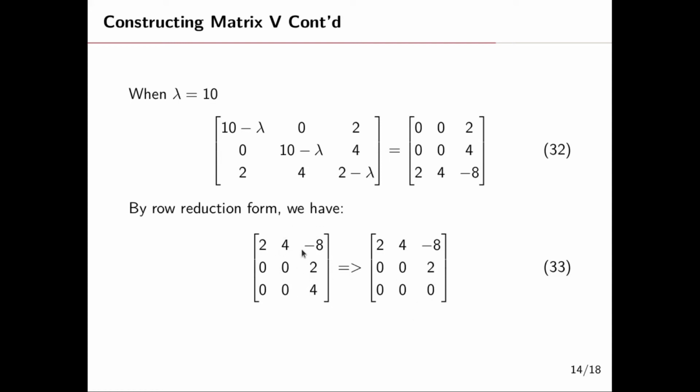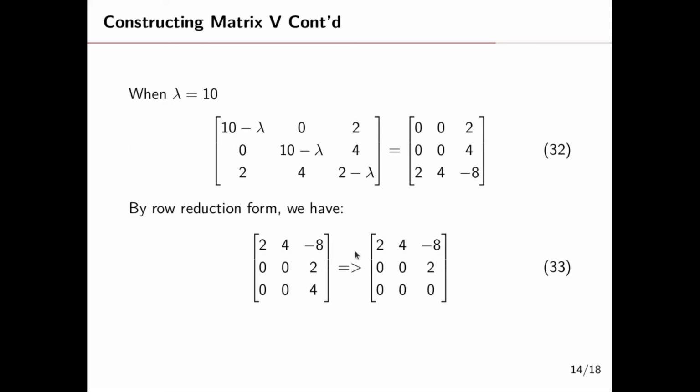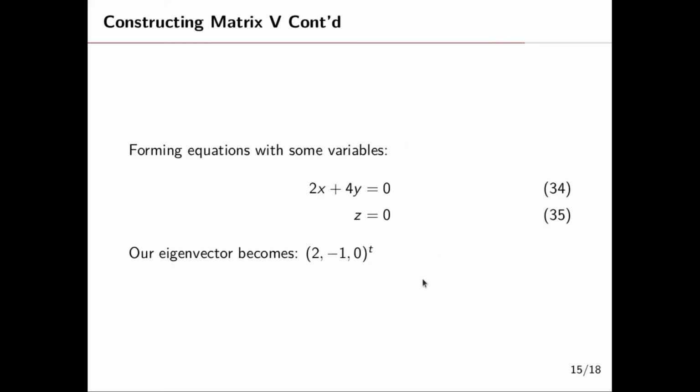So we know this one is a scalar multiple of this one, so the third row reduces to 0. Then we go ahead to form our equations. We see that our z is equal to 0. It's 2z, so 2z automatically tells us that our z is equal to 0. So if z is equal to 0, we'll now be left with equation 34 to solve, of which we consider our y to be a free variable.